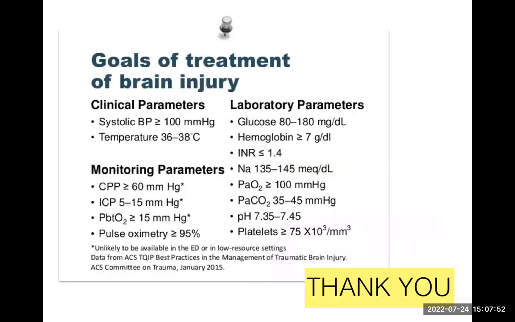So in summary, these are the goals of treatment of brain injury. The goals involve the clinical parameters, the laboratory parameters, and also the monitoring parameters. Some of it is available in the emergency department. Some of it may be available in the ICU setting.